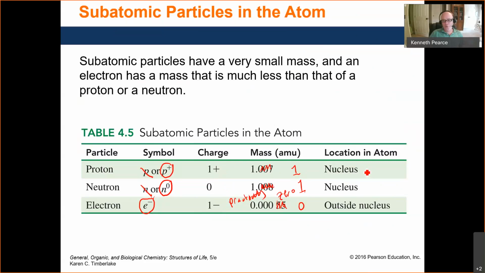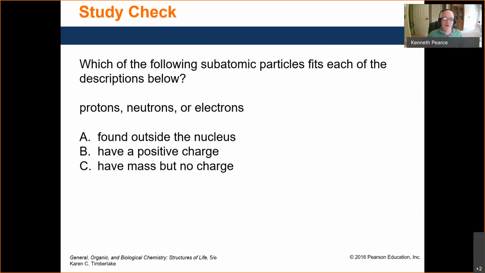And protons and neutrons, well, that's where the nucleus is. And then the electrons are zipping around on the outside. So you need to memorize this in the sense of, you can say proton, positive charge, mass of about 1, in the nucleus. That's how you have to memorize it. And use flashcards or whatever you need to do. So, here's a sample question: which one do you find outside? Well, that must be electron. Positive charge, that's a proton. And mass with no charge? There it is, neutron, no charge. The only thing that has no charge is a neutron. And so you have to memorize that table so you can answer a question like that.